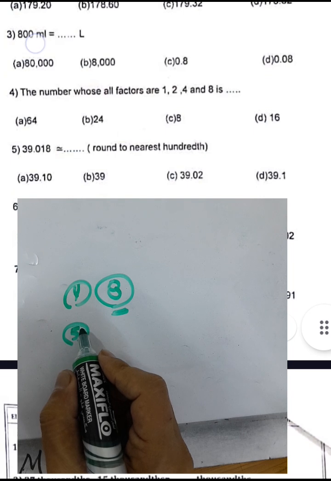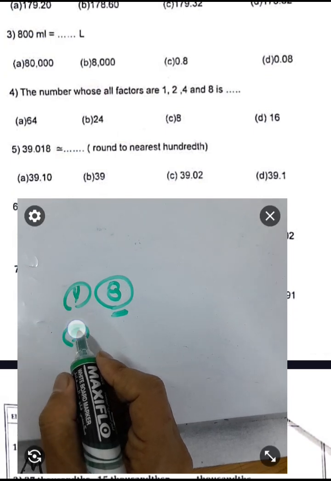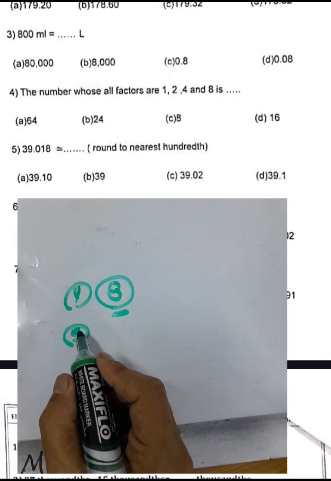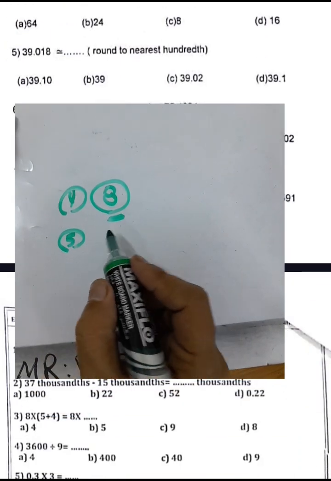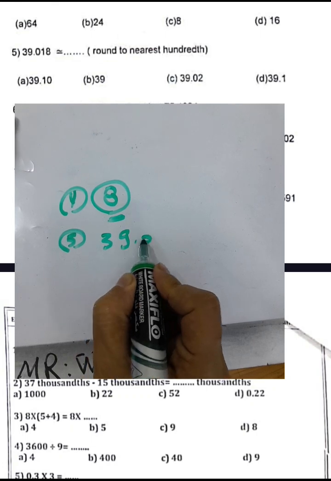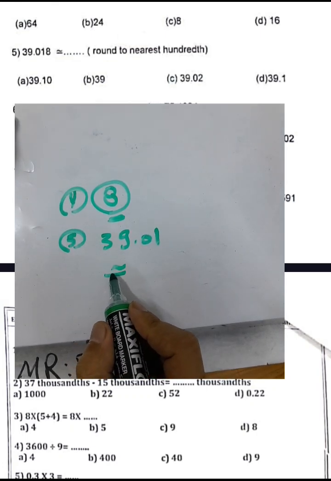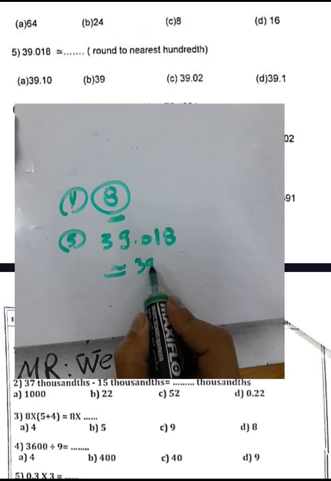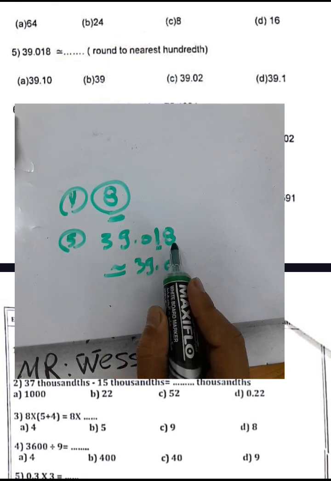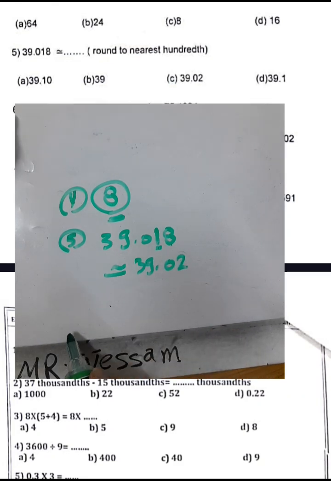Question 5. Approximating to the nearest hundredth. Here we have 39 and 0.018. We can approximate to the nearest hundredth. It can give 1 to this digit. The result will be 39 and 2 hundredths.